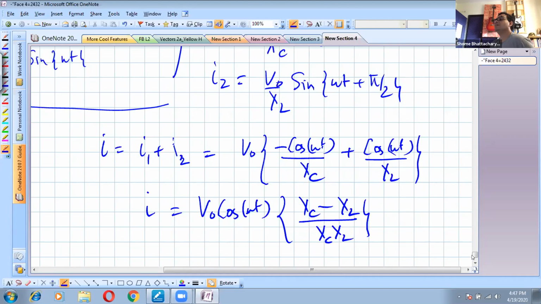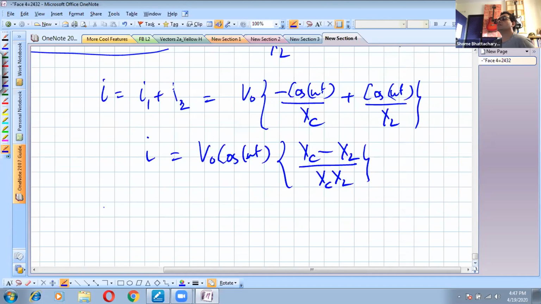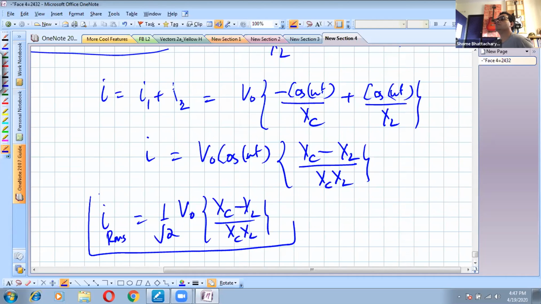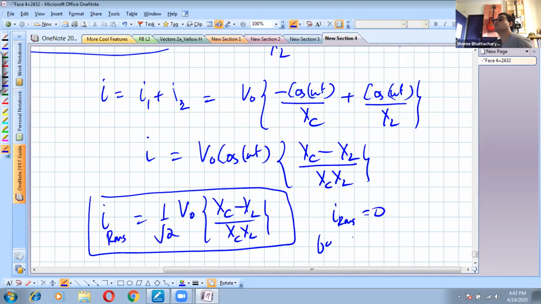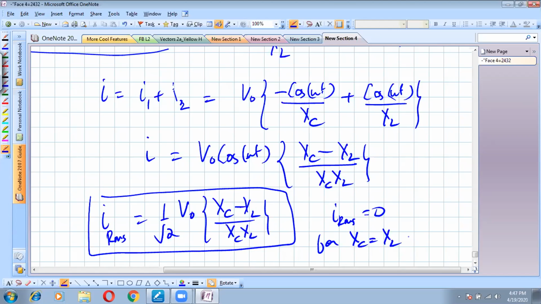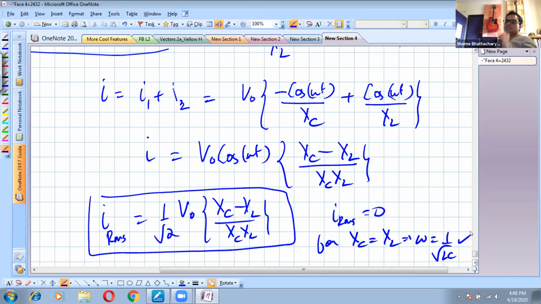Okay. So what is the peak value of this current, or what is the RMS value of this current? It is 1 by root 2 times the peak value. So V naught into (XC minus XL) divided by (XC into XL). So now you're seeing the answer, na, beta? This RMS value is minimum equal to how much? 0. And that happens in which case? When XC is equal to XL. This IRMS is equal to 0 for XC equal to XL, or that is omega is equal to 1 by root LC. So this is the interpretation.